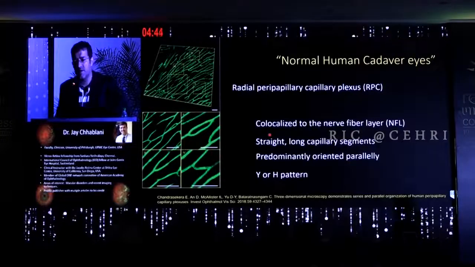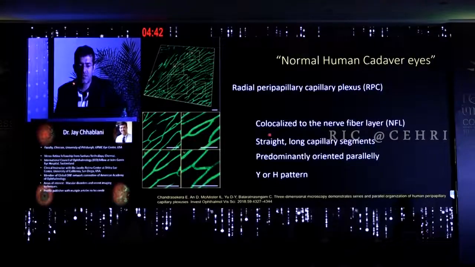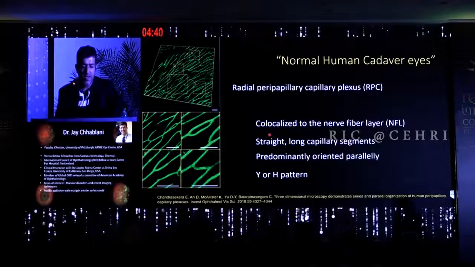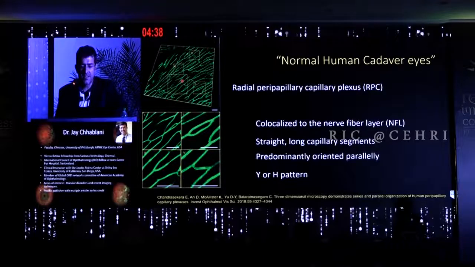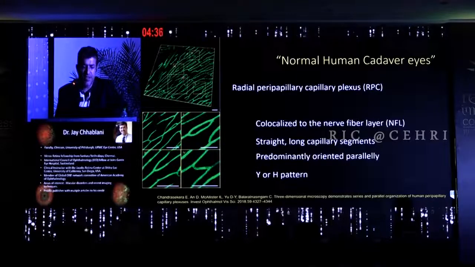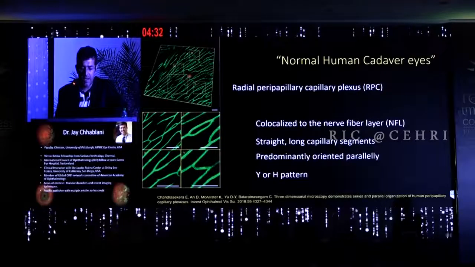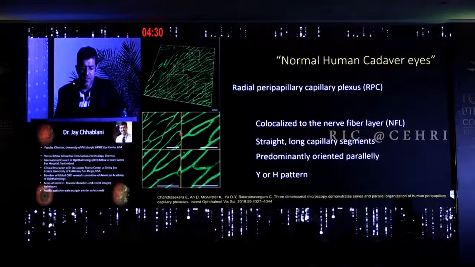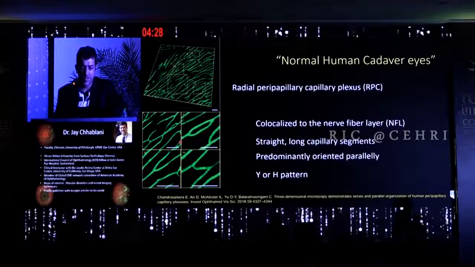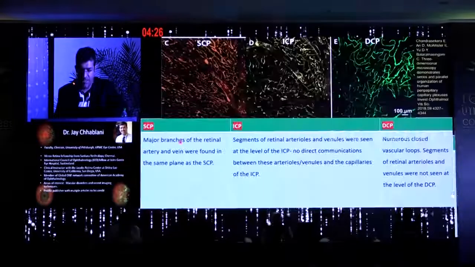Let's look at the normal human cadaver. This study was published from Sydney, where they again showed almost similar findings to the porcine model, where again we see these parallel radial peripapillary capillary plexuses, which are straight, long capillary segments. They are either in a Y or H pattern.